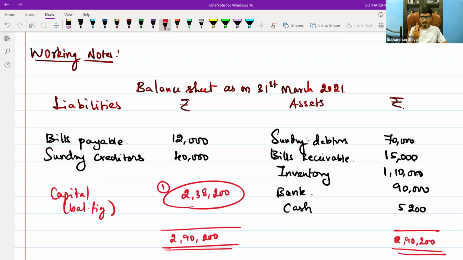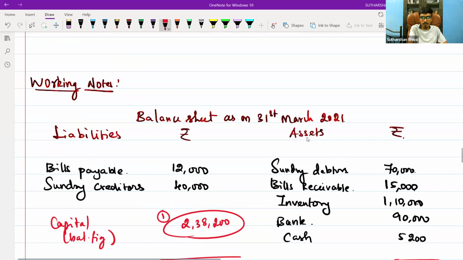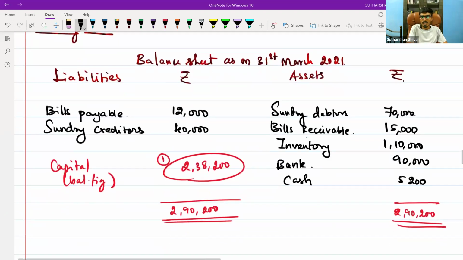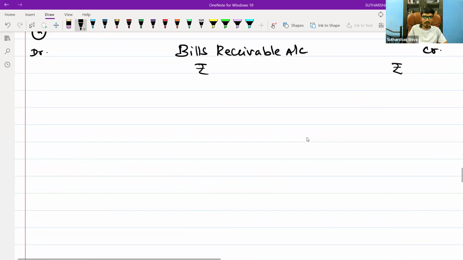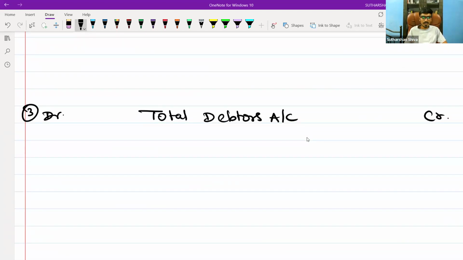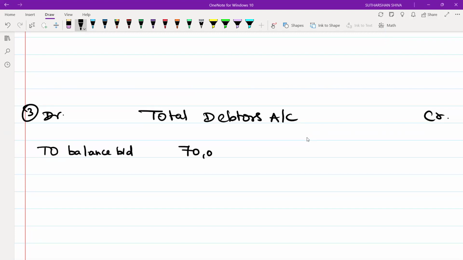Give them a numbering logically to understand it. 1. To balancing, we are going to use a red color. To writing, we are going to use a black color. First working note is done. Simultaneously, do this posting in the debtors account. Bills receivable opening balance is 15,000. Then sundry debtors opening balance is 70,000.